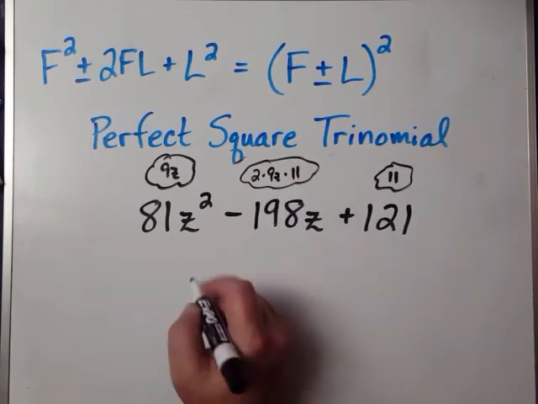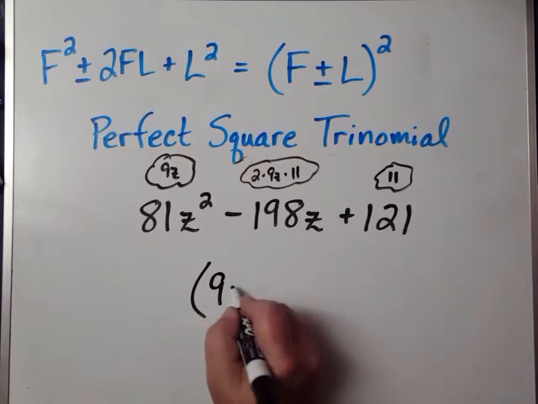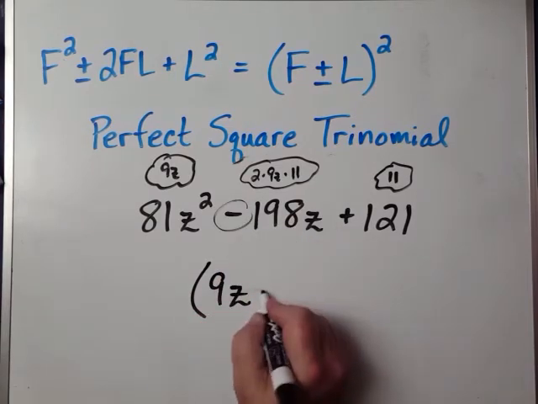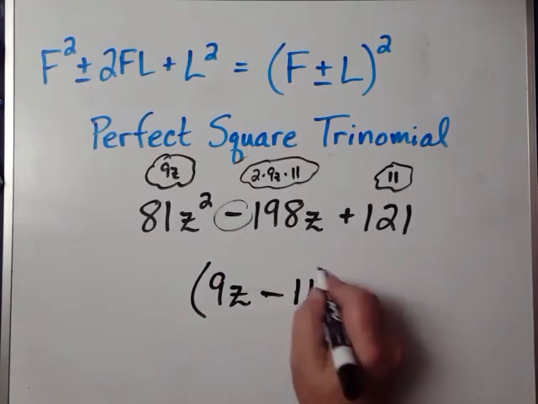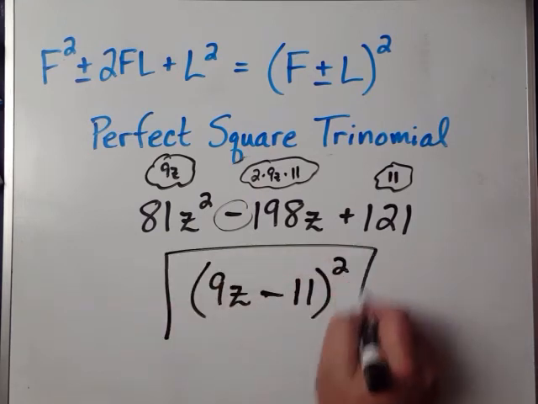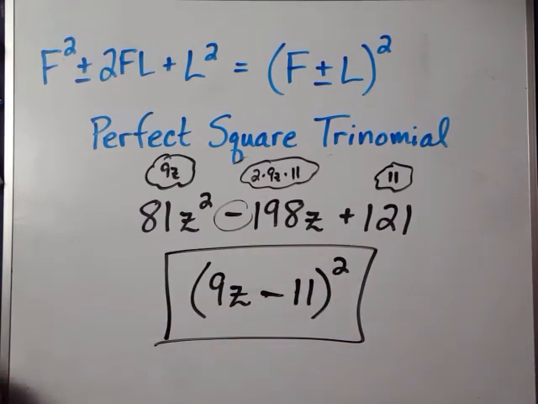This is a perfect square trinomial because the thing in the middle is double the first times the last. And so this will factor very easily as 9z, in this case minus 11 quantity squared. And we're done. If I can recognize a perfect square trinomial, it makes quick and easy work out of some of these problems.